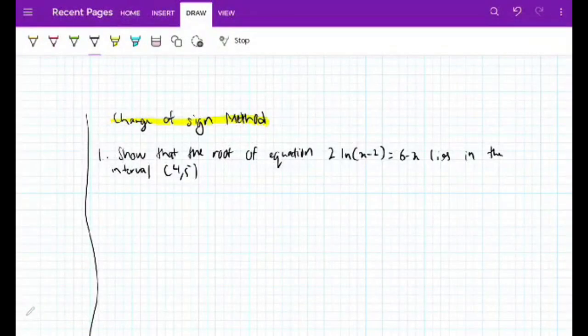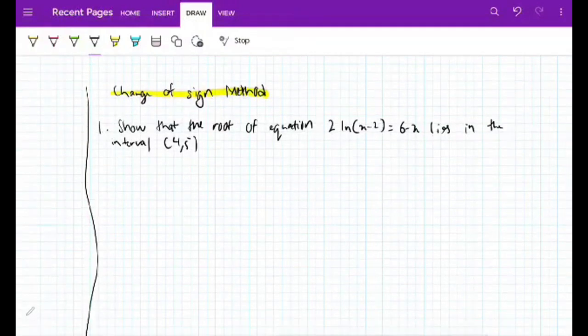Okay guys, so now for the second method, which is the change of sign method, let's see how we solve this type of question. For the first question, let's read and understand it first. Show that the root of the equation 2 ln x minus 2 equals 6 minus x lies in the interval of 4 and 5. As I said just now, we just have to make sure one value is positive and another one is negative, or vice versa.